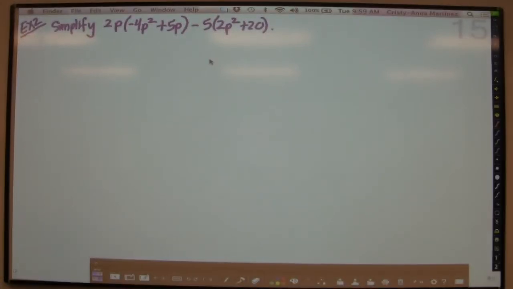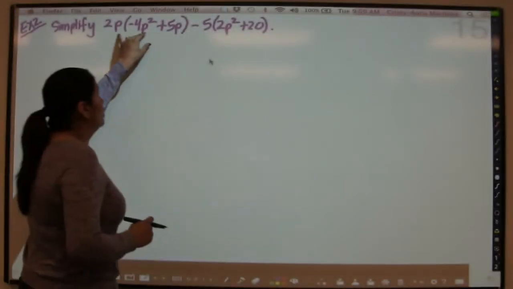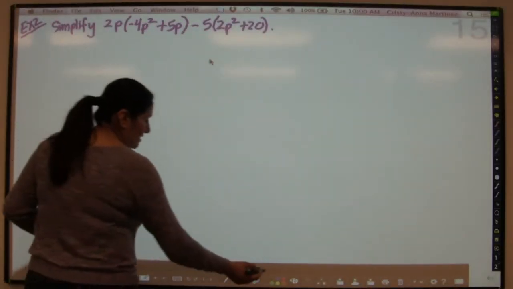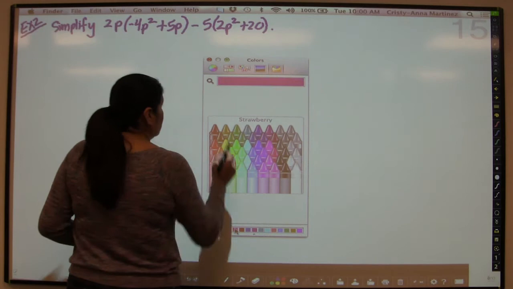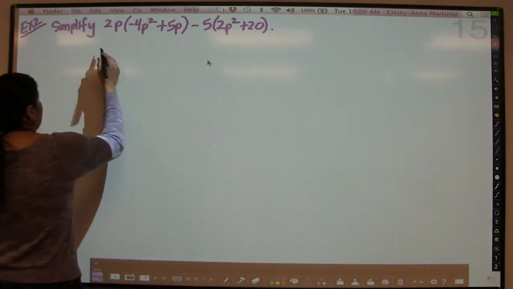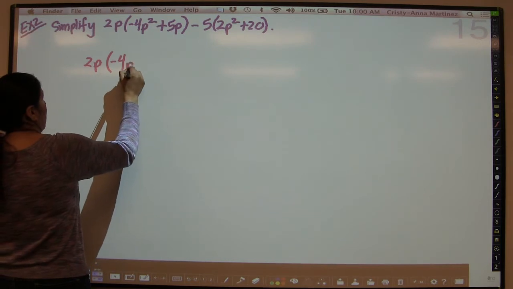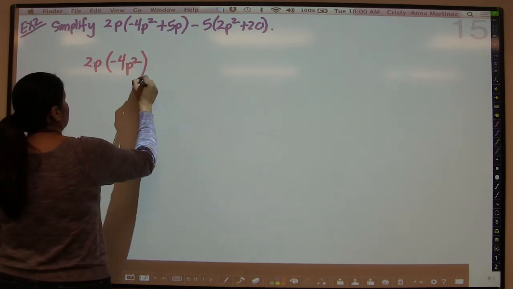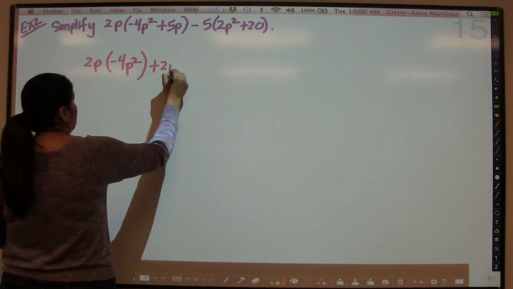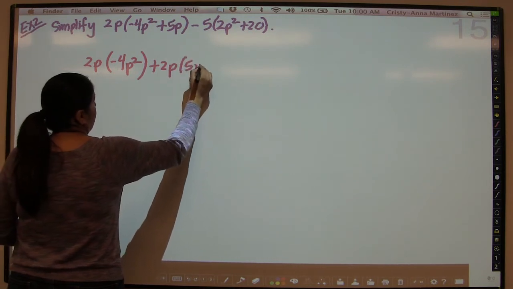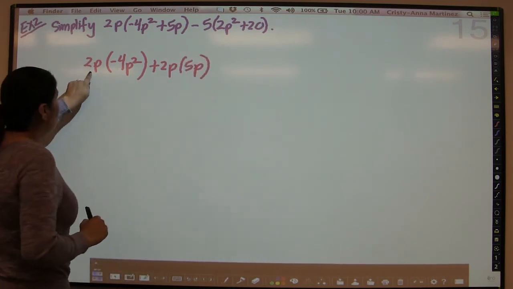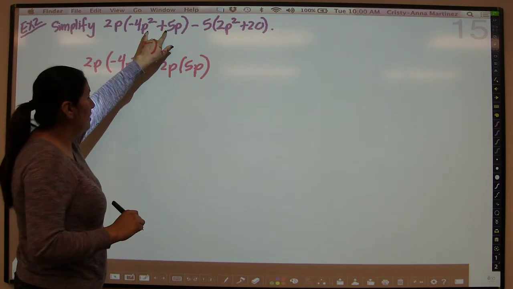Alrighty then, example 2 says to simplify. Pretty much the exact same thing, only now we have two of them. Alright, but that's not a big deal for us. We're cool, we're going to do it anyway. So we're going to take 2p and multiply it by negative 4p squared. And because 2p is positive, we're going to go plus 2p times 5p. So again, we're taking the 2p times both terms that are in the parentheses.